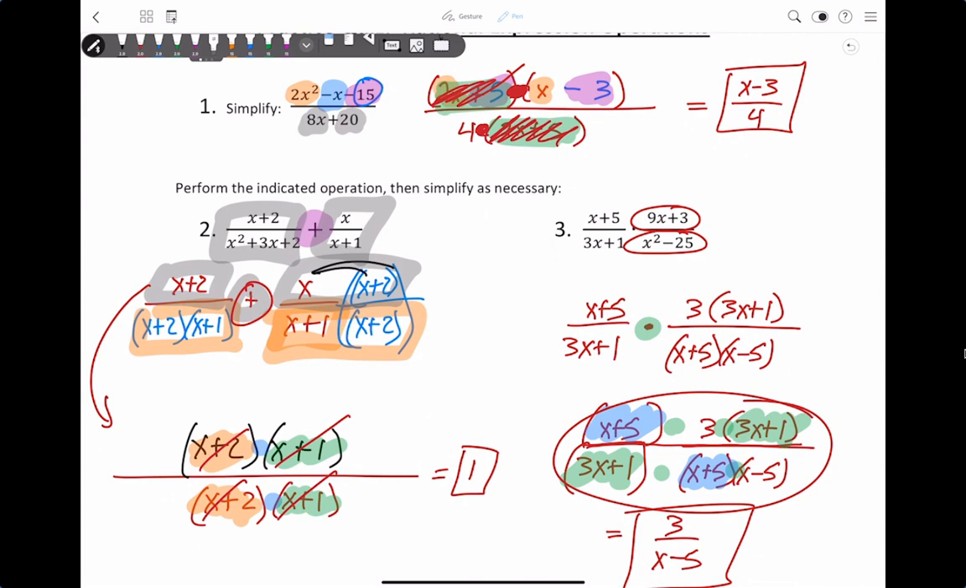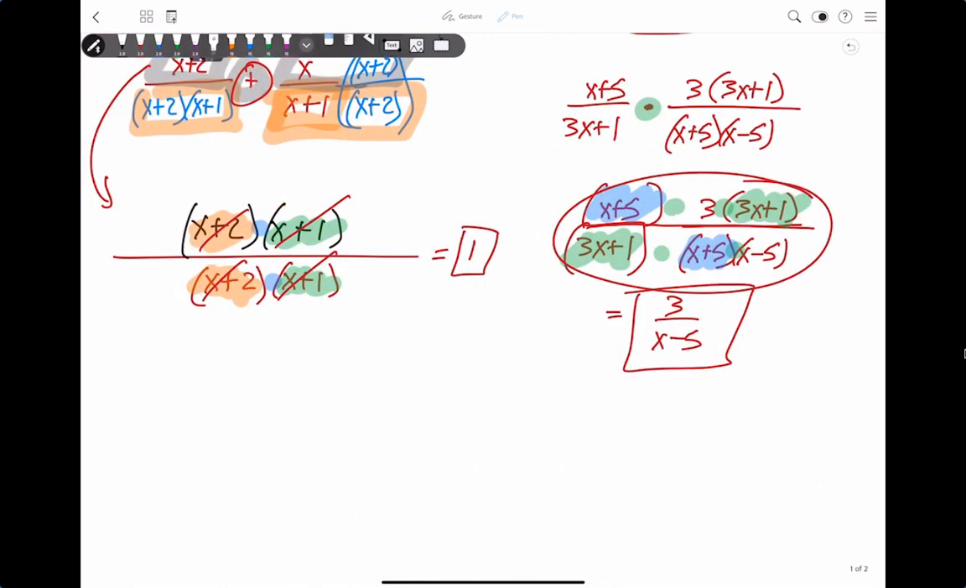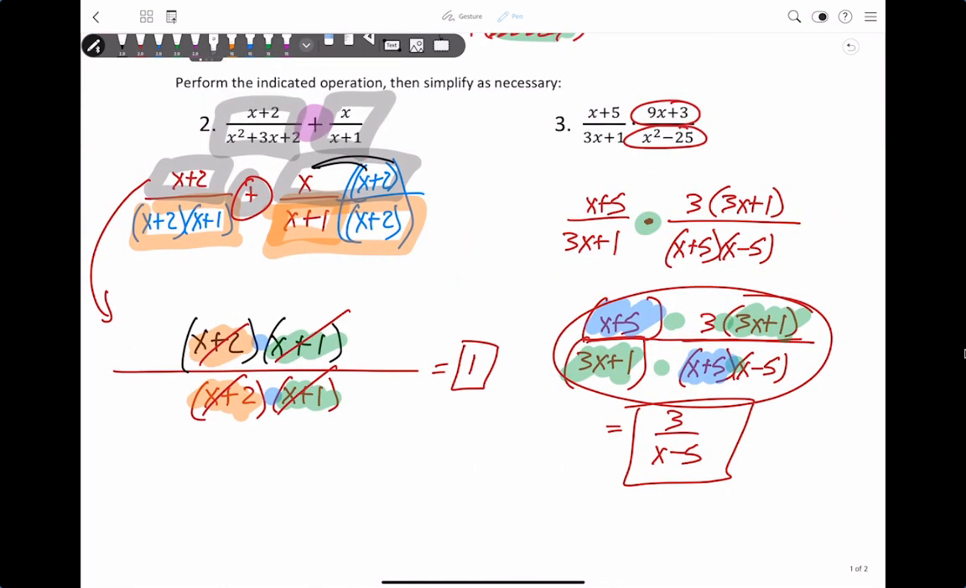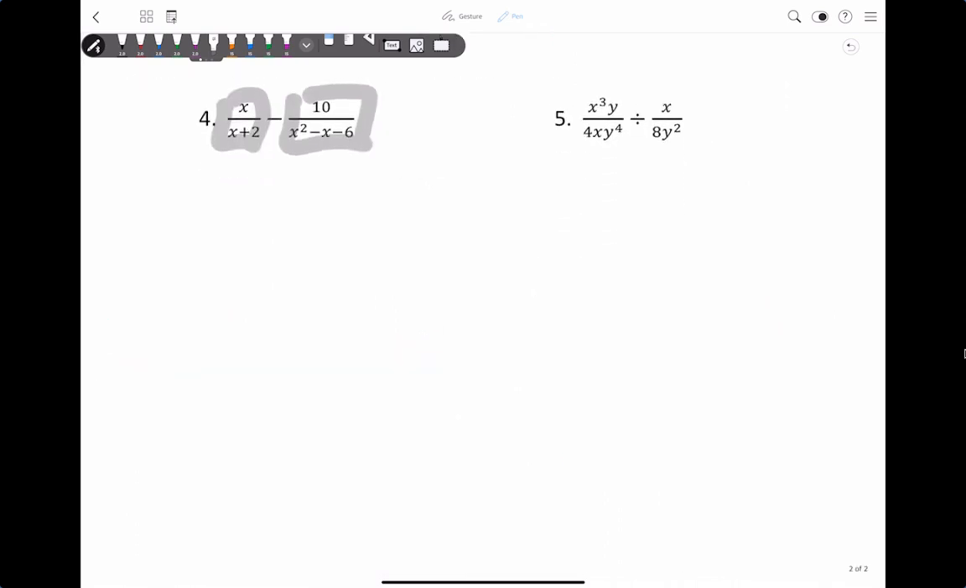So understand when you can cancel and what operations exist in between the pieces, and then you can go ahead and simplify from there. Okay, so let's move on to 4 and 5. So we have a subtraction problem. So currently we do have 2 terms. We won't be able to combine this into one huge term the way we did with the previous number 3 piece, as far as just rewriting it with that multiplication in between, because we need a common denominator.